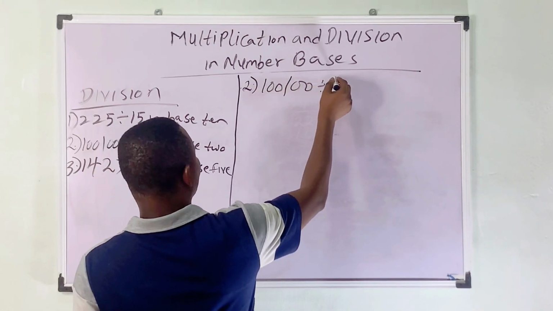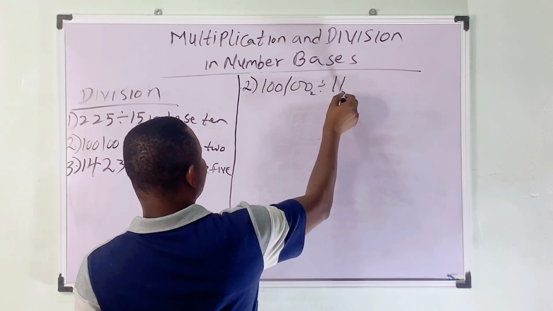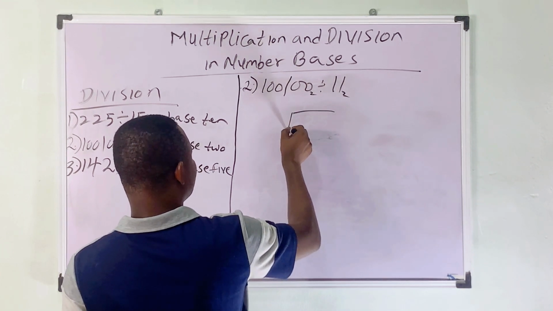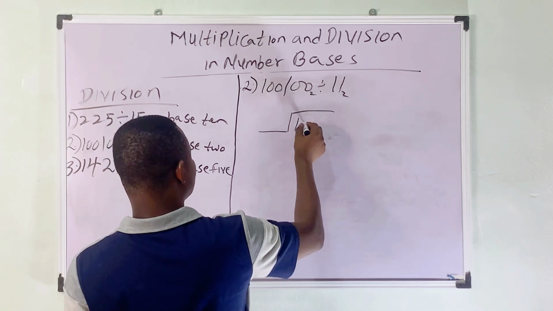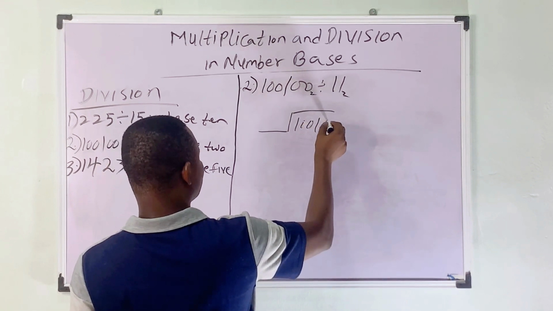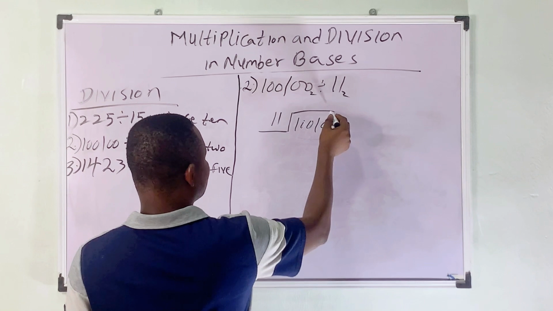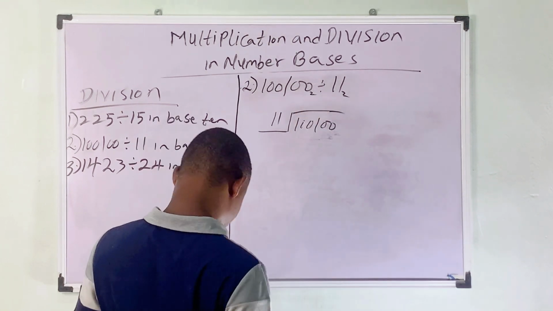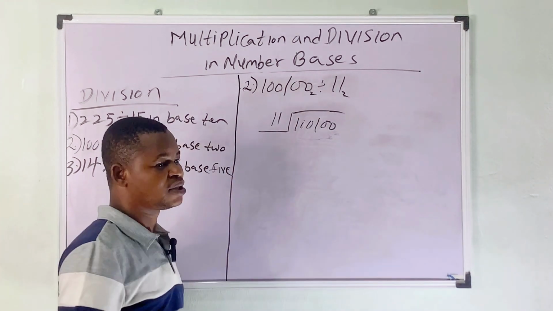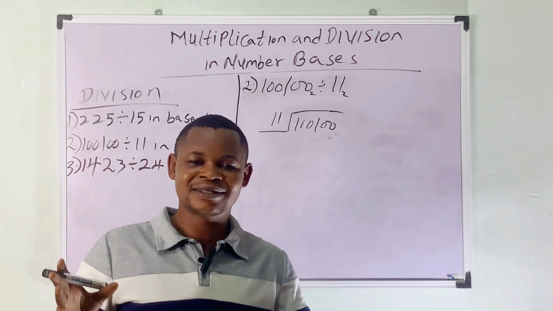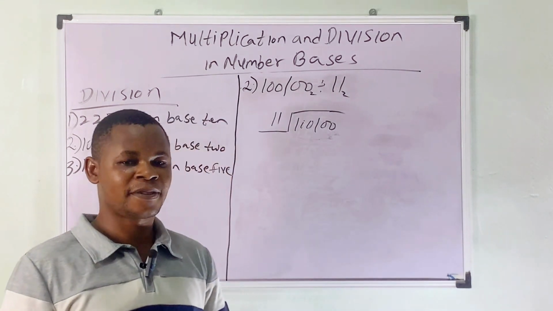100 divided by 11 in base 2. We use the same method, 100 divided by 11. We record our answer at the top here. But one thing I want us to take note of is this: it is the same approach.